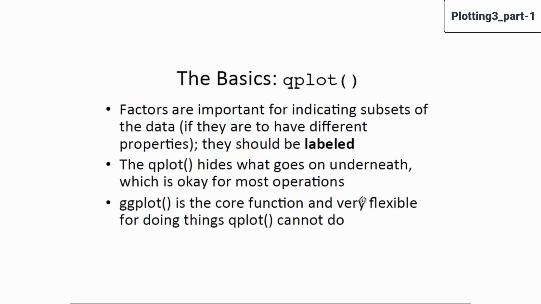So factors are important for indicating subsets of the data. That is, if they are to have different properties, they should be labeled. The qplot hides what goes on underneath, which is okay for most operations. And ggplot is the core function, and it is very flexible for doing things qplot cannot do.